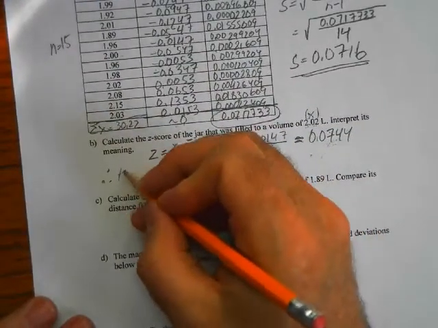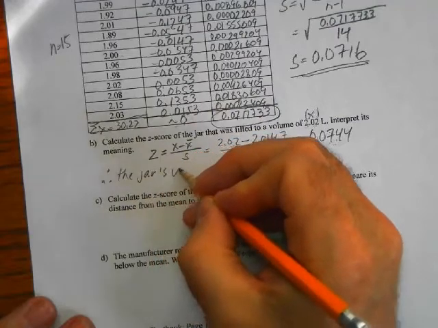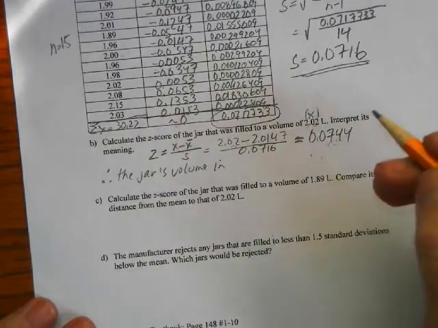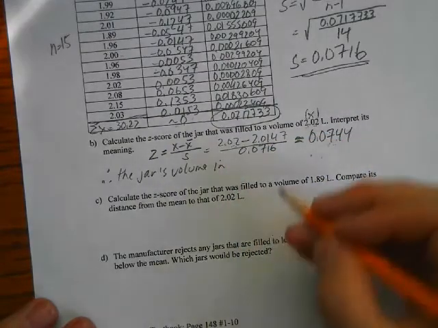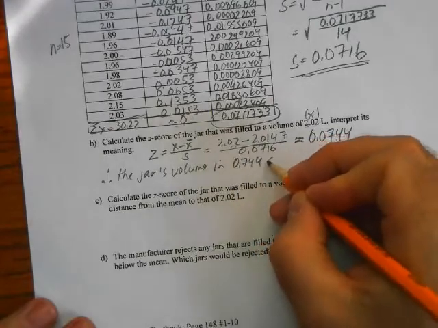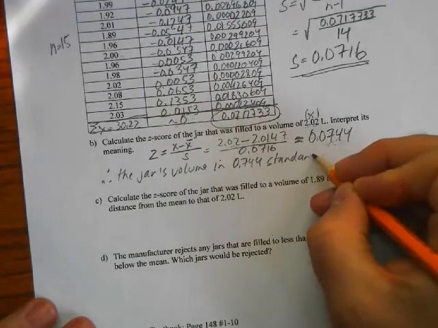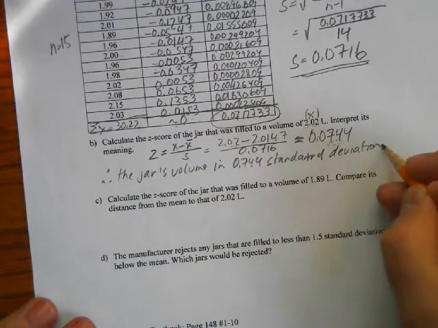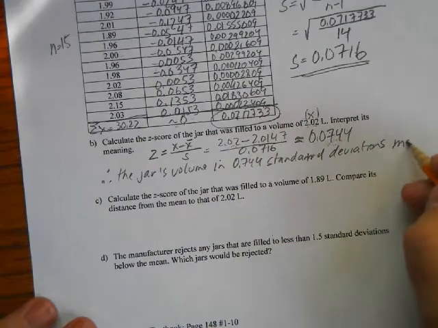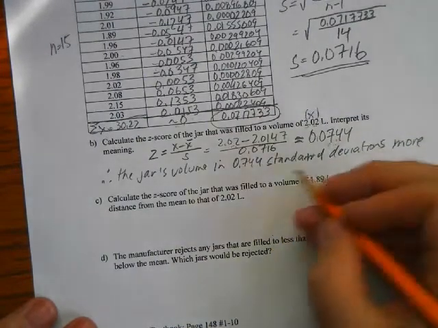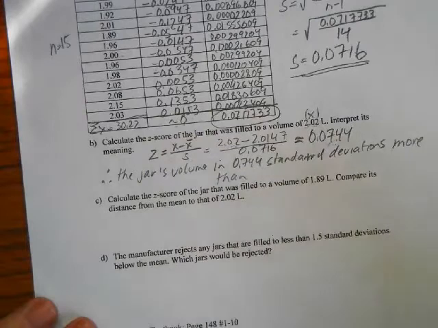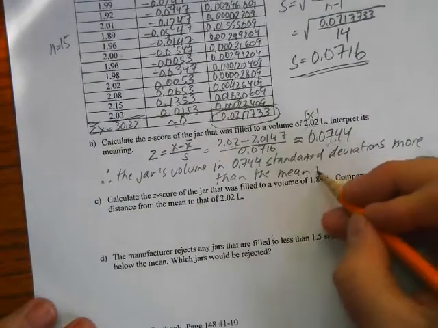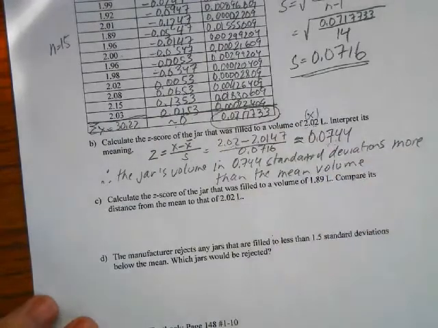Therefore, the jar's volume is, and I'll use the number here, 0.744 standard deviations more than the mean volume, which is sort of what I just said. This would be the official way to say it.